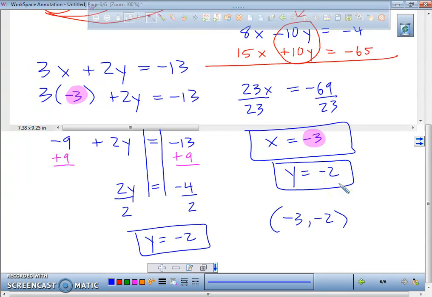And what do we use? We use the elimination method. And we almost got it done. We did get it done.